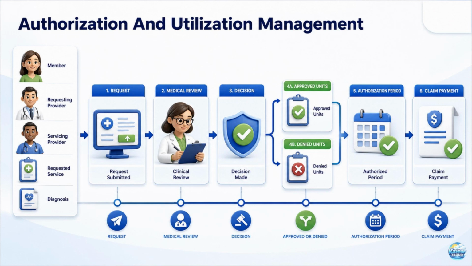Authorization and utilization management data helps payers manage medical necessity and appropriate use of care. The authorization table stores requests for inpatient stays, outpatient procedures, referrals, pharmacy approvals, or specialty services. It includes member, requesting provider, servicing provider, requested service, diagnosis, request date, decision date, status, approved units, denied units, and authorization period. Authorization data connects to claims because a claim may require valid approval before payment. A medical necessity review table can store reviewer decisions, criteria source, decision history, and review outcomes.